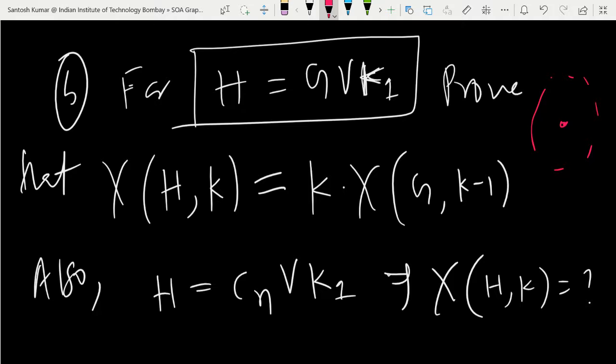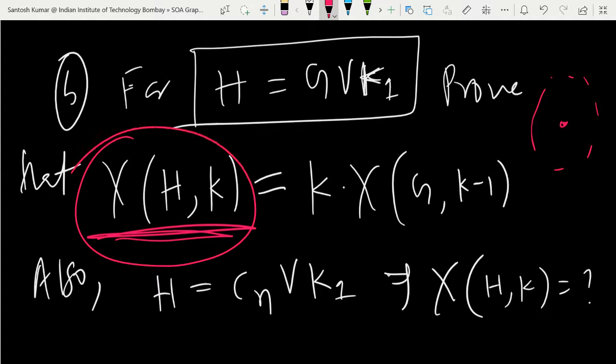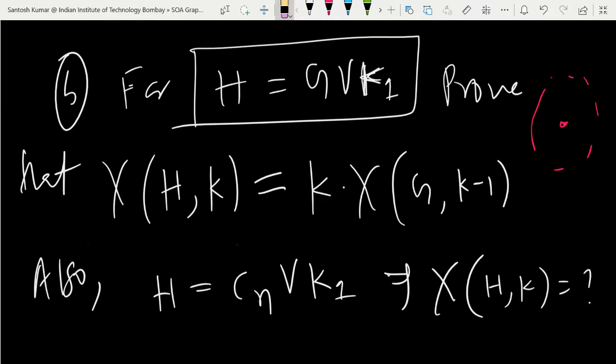So if I start with that K1, so we have K colors. So what is the meaning of this? This is the number of proper colorings of graph H using K colors. So I have a total of K available colors. If you start with the center vertex, it is joined with all the others. There are many vertices in G, so it will be joined with all of them.